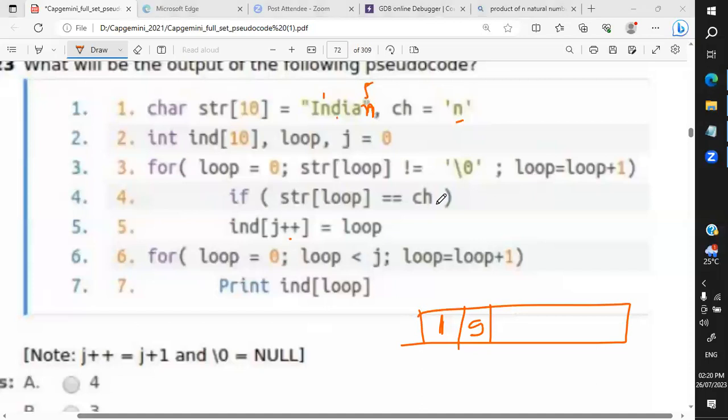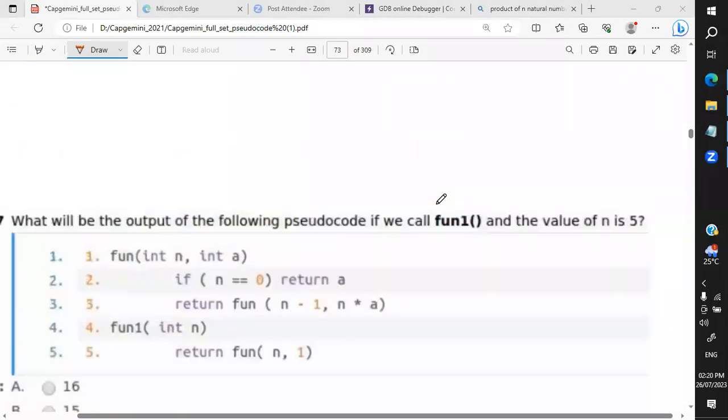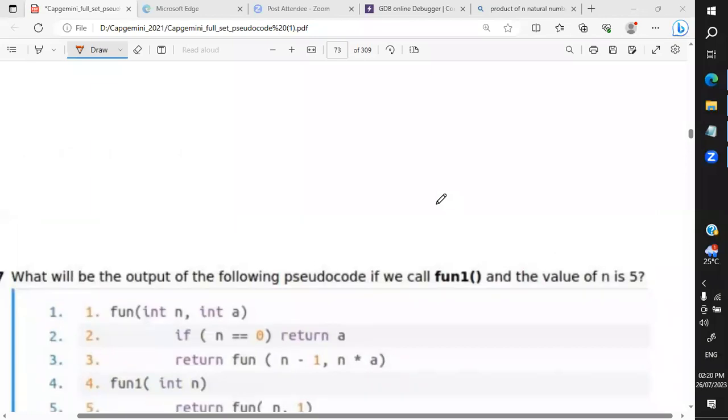Going for the next one. If any doubts, please ask. Not just in the next question, in this question too, everyone.